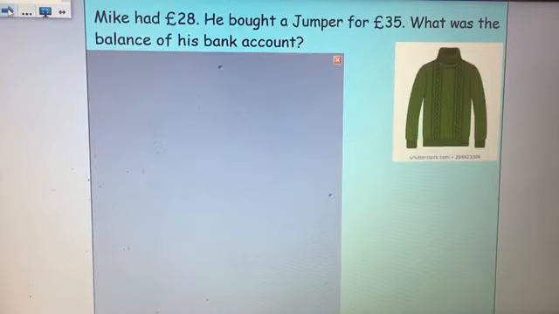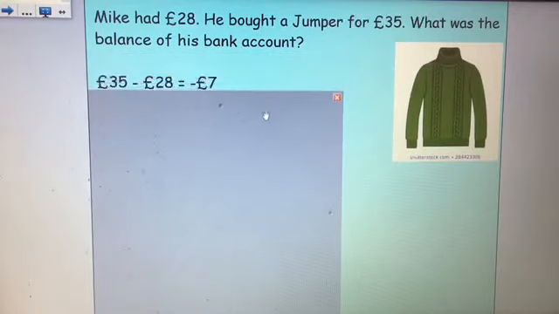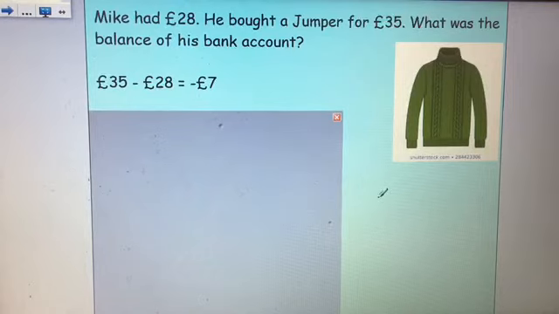Okay, so we're just going to put this into a word problem now. So let's have a look at this. Mike had £28. He bought a jumper for £35. What was the balance of his account? So hopefully you know that word bought, you know it's a subtraction. So you do 28 subtract 35, which would make minus 7. So the balance of his account would be minus £7. Or you could say he was £7 in debt.